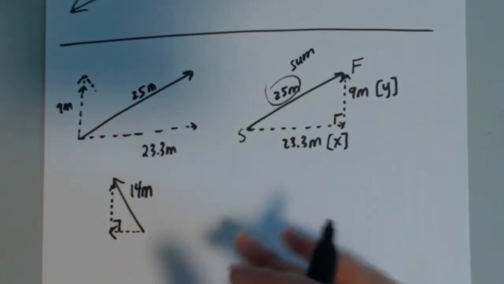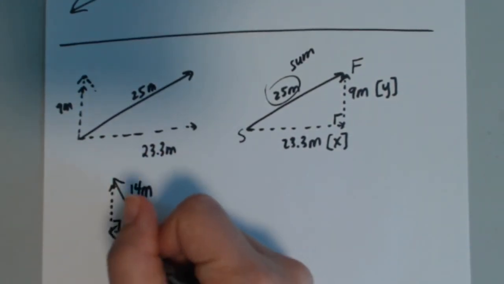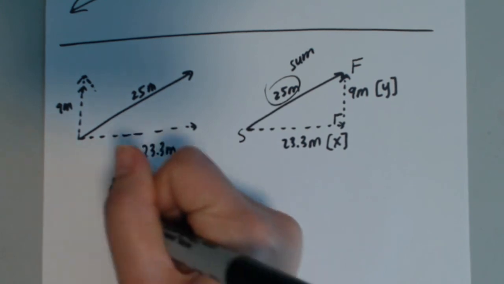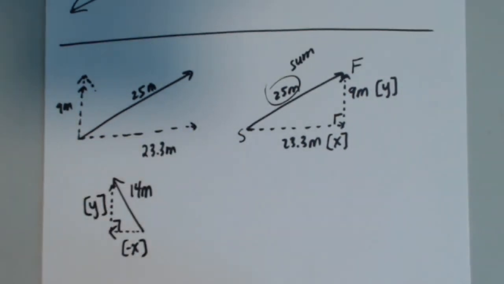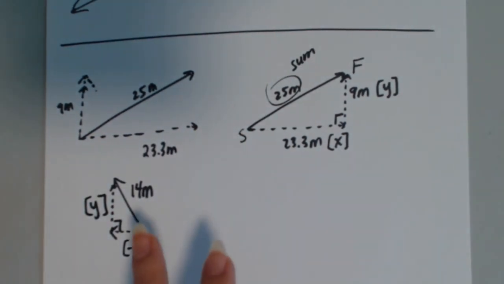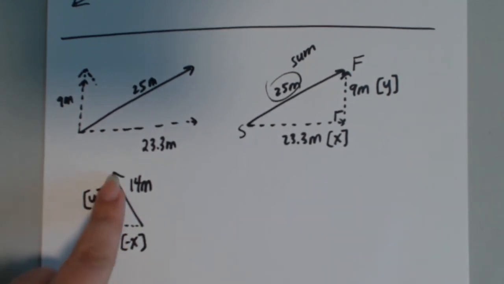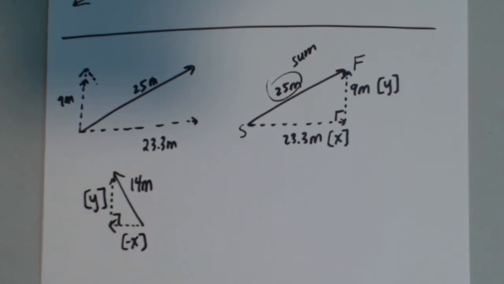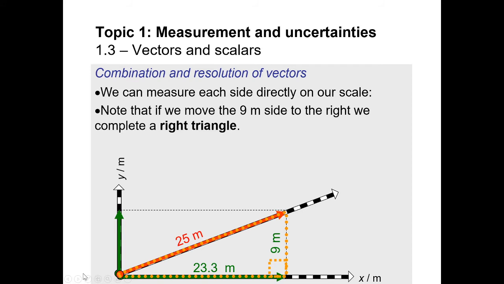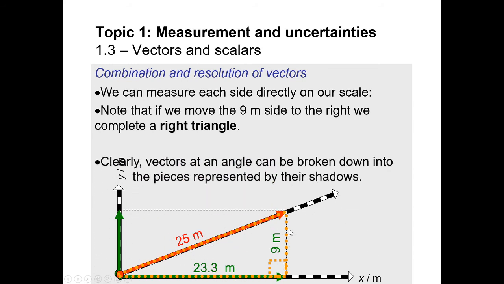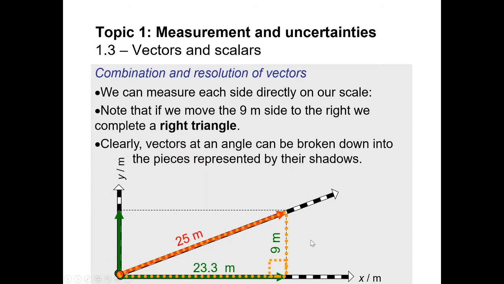The only difference here is that this time the x component, this is in the negative x direction, and the y component, well, the y component's still in the positive y direction. But I'm breaking up a vector into its component pieces. Notice the x plus the y equals the sum. That's the main idea here. Let's go back to the slides. Okay, so this 25-meter vector is getting broken into 23.3 in the x, 9 meters in the y. There is your 90-degree angle creating your right triangle. And that's the idea. We're breaking vectors down into their components.